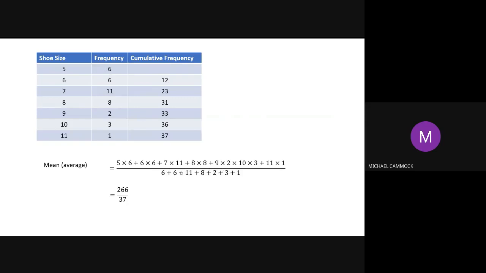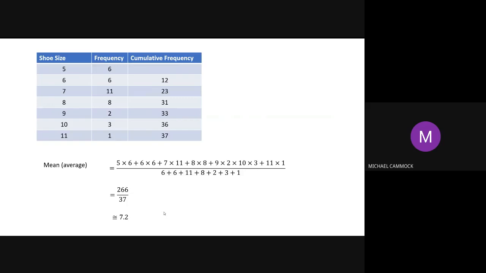Then I'm going to divide by the number of people by adding all the frequencies together. And it gives me this, 266 over 37. So all I need to do now is actually calculate that. That's approximately, and that's what this sign here means, by the way. It means approximately 7.2. It's not exactly, it's approximately 7.2. So that is our mean.